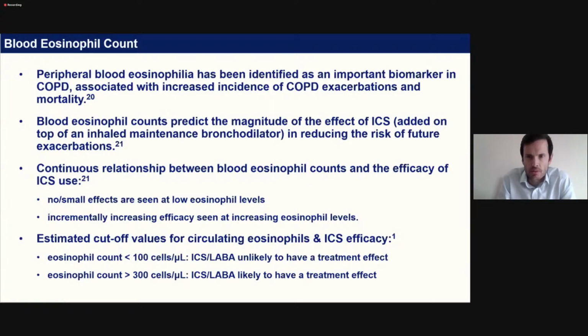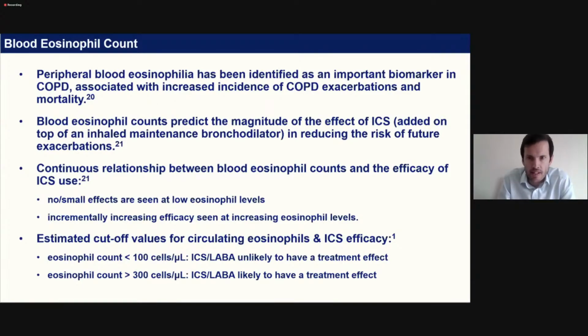A number of studies have shown that blood eosinophil counts predict the magnitude of the effect of the ICS, which is added on top of an inhaled maintenance bronchodilator, in reducing the risk of future exacerbations. Indeed, there seems to be a continuous relationship between blood eosinophil counts and the efficacy of ICS use. No or small effects are seen at low eosinophil levels, with incrementally increasing efficacy seen at increasing eosinophil levels.